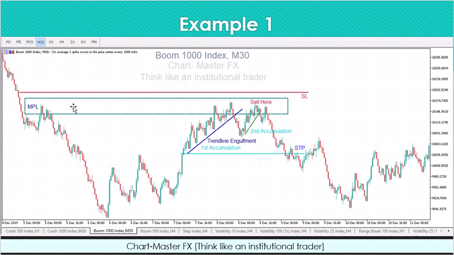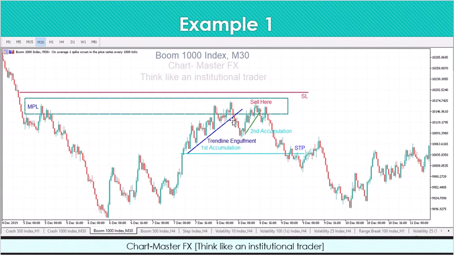Once we have a valid MPL, as we can see, the price was compressing going to the MPL, which is what you call the first accumulation. Once we had the first accumulation, you can see that the second accumulation began at almost the 50 percentile going towards the MPL. And you can see, guys, that on the first accumulation, the price actually engulfed this MPL. As we saw an engulfment of this MPL, it means that we need to now make an adjustment to our stop loss.